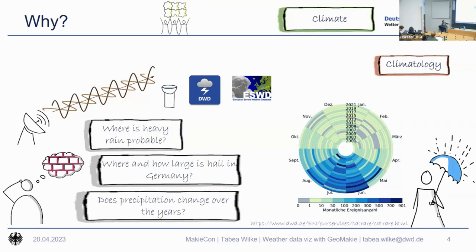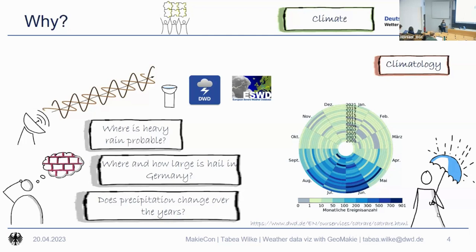In this plot, you can see how the events change over the years and the months. In the middle of the plot is 2001, where we started with our radar data. If you go from inner to outer, we come to 2021. You can see that in the summer months there are more events, so there's more heavy rain in Germany. And when there are more events, for example in August 2020, there are more events than in July.